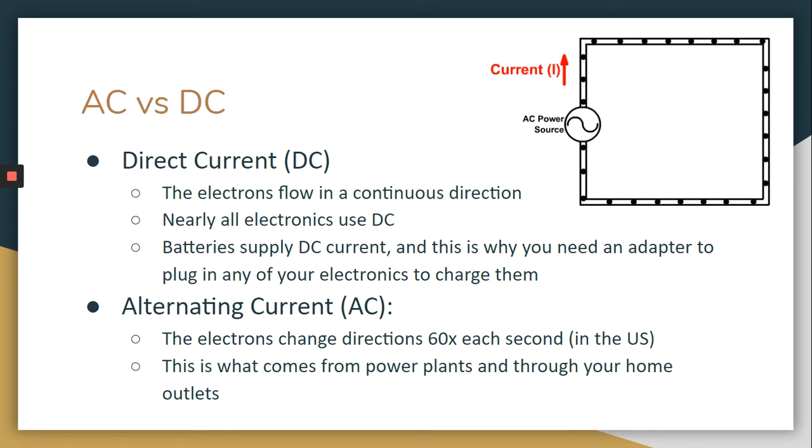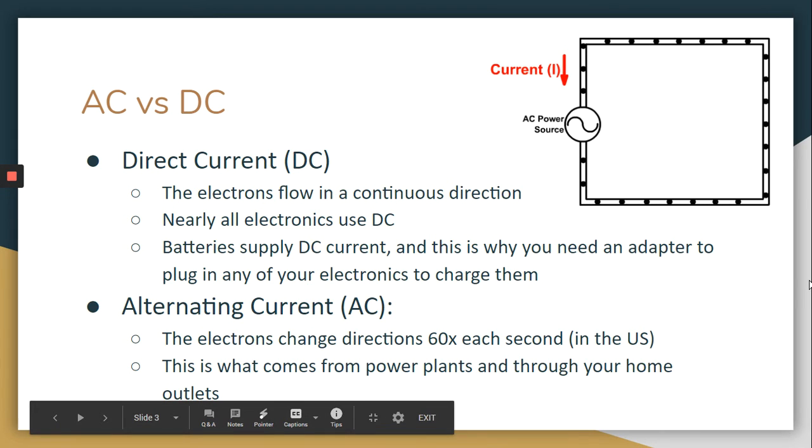And this is what comes out of power plants and through your home outlets. So everything from the power plants through the electrical lines all the way to your house and into your outlets is all AC. So if you tried to plug in something that needs DC into just an outlet with no adapter, it would fry.